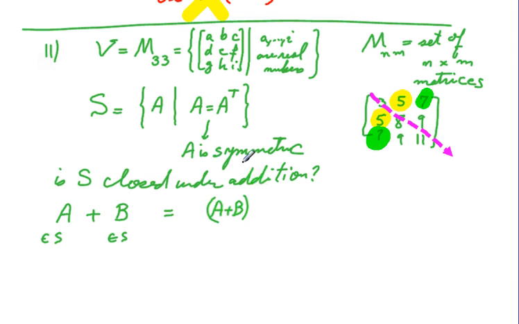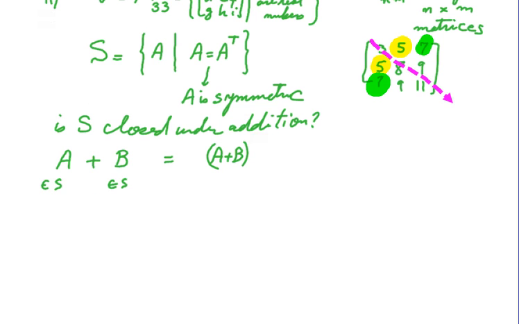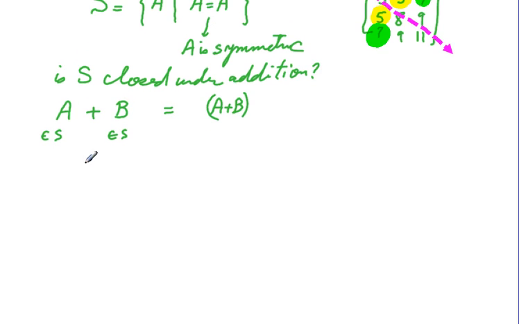If I have two symmetric matrices and I add them, will I get a symmetric matrix? What do you think? If I add two symmetric matrices, do I get another symmetric matrix? Let's say A, B, C, then this has to be B and C. If this is D, if this is E, who is here? E. And who is here? Whatever you want, say F.